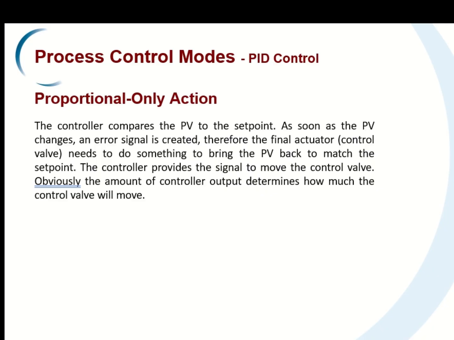Now we'll see what this proportional only action is. With proportional action, the controller compares the PV to the set point. As soon as the PV changes, an error signal is created. Therefore, the final actuator needs to do something to bring the PV back to match the set point. The controller provides the signal to move the control valve. Obviously, the amount of controller output determines how much the control valve will move.